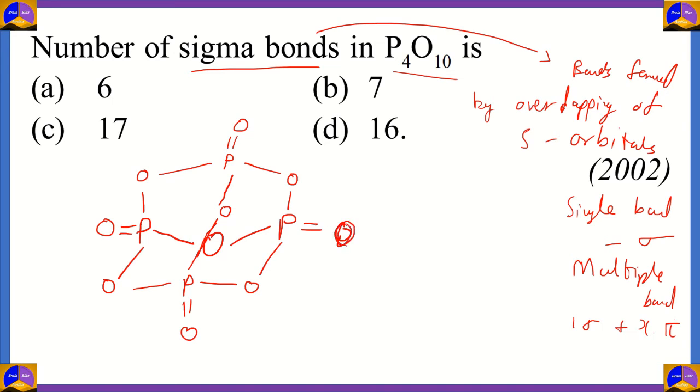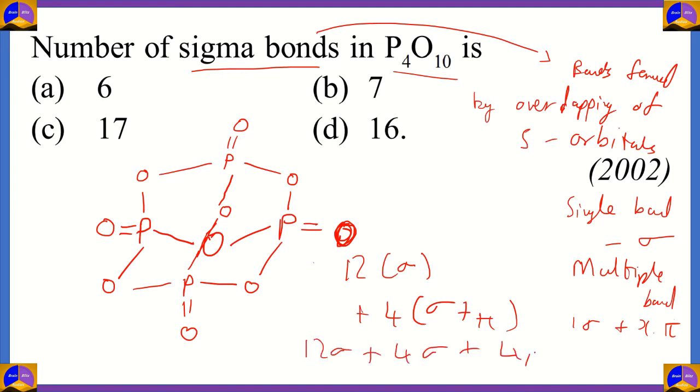As you can see, there are 4 double bonds, and then you have 1, 2, 3, 4, 5, 6, 7, 8, 9, 10, 11, 12 single bonds. So you have 12 sigma plus 4 sigma plus, since it's a double bond, 1 pi each. So you have 12 sigma plus 4 sigma plus 4 pi. The number of bonds is 16 sigma plus 4 pi. So you have 16 sigma bonds present in P4O10. So option D, 16, is the correct option.